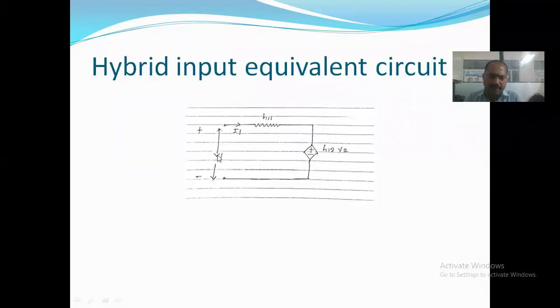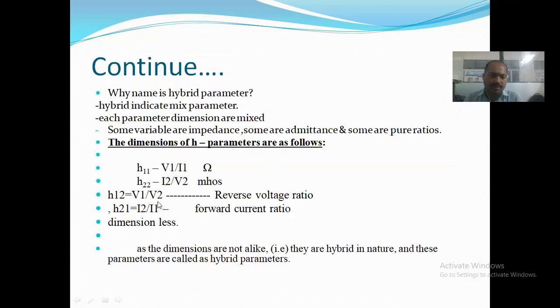V1 is equal to H11 I1 plus H12 V2. H11 is nothing but V1 upon I1. It is a resistance, so it should be written as a resistance. So V1 equals H11 multiplied by I1, plus H12 V2. H12 is V1 upon V2, a voltage ratio. It doesn't have any sign, so it becomes a multiplying factor.